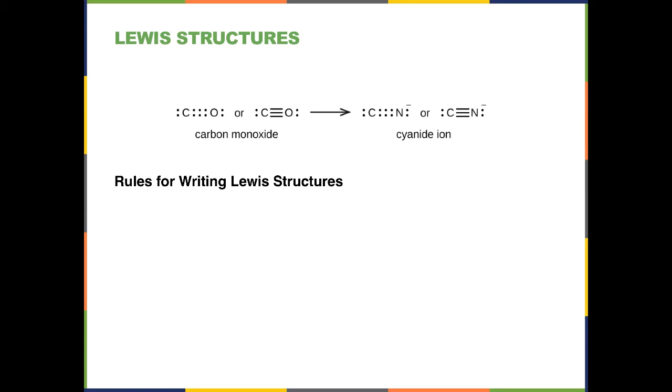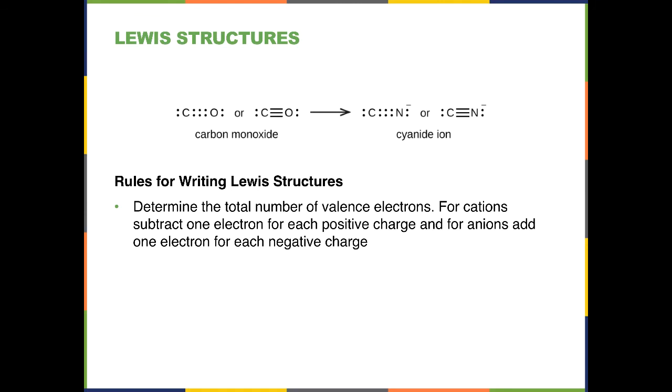So quickly, let me review the rules for writing Lewis structures, and then in the next part, we'll look at a few that we're going to write. So, the first rule is to determine the total number of valence electrons. So, for example, if we were looking at the carbon and oxygen in carbon monoxide, carbon has 4, it's a 4A element. Oxygen has 6, it's a 6A element. So the total there is 10.